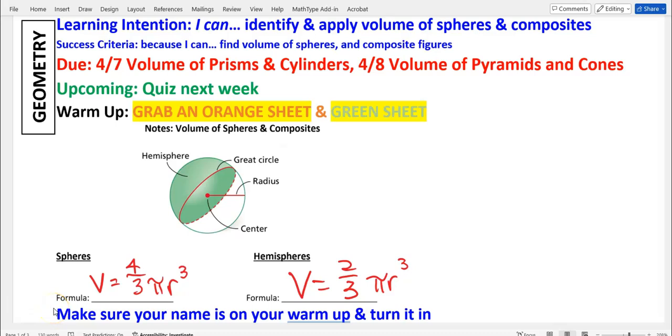Hey, everybody. So, did you write down the warm up and turn it in? Okay, no fiesta, right? So, we're going to do these notes. Make sure you turn this stuff in. These are due, these are going in.